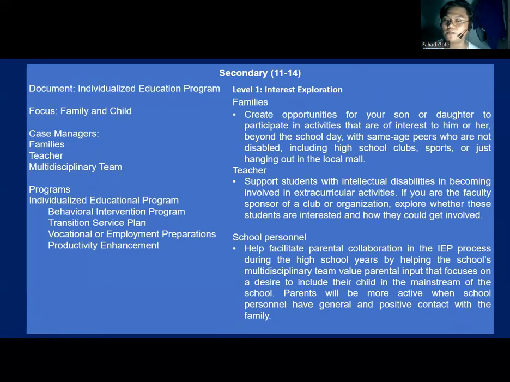how they could be involved. For the school personnel, help facilitate parental collaboration in the IEP process during the high school years by helping the school's multidisciplinary team value parental input that focuses on this desire to include their child in the mainstream of the school. Parents will be more active when school personnel have general positive contact with the family.